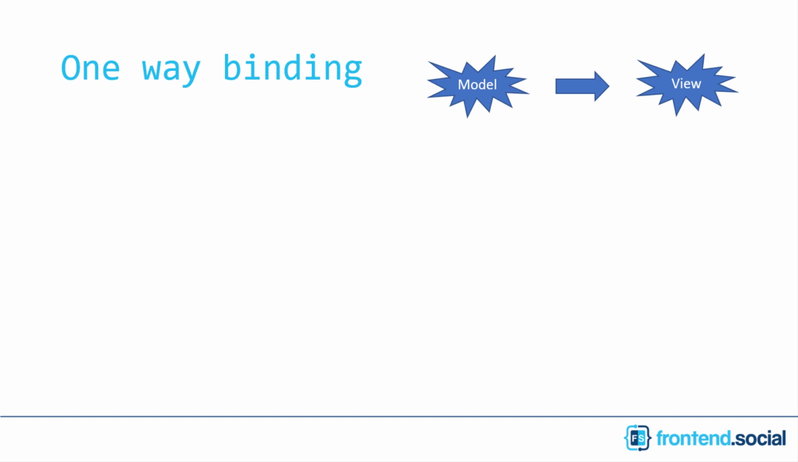What that means is, when you update model, it will automatically update on the view side. But vice versa not possible. When you update view, it won't reflect on the model side. Okay, so let's look at some example.